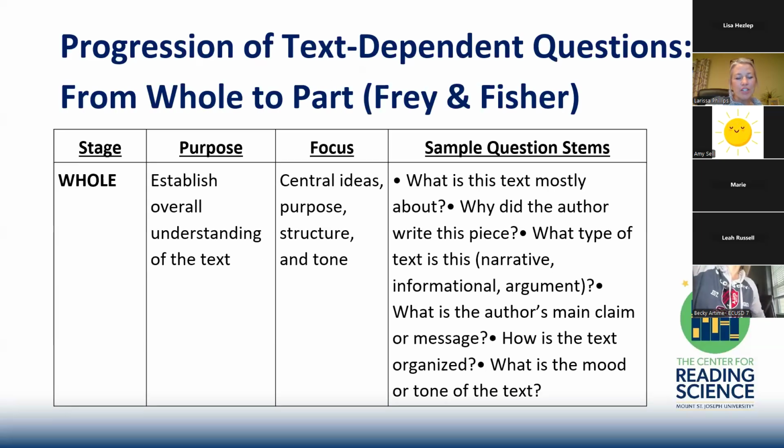So here's a chart that shares a little bit more about that progression of text-dependent questions. So some example question stems might be when looking at the whole, and remember that focus is those central ideas, the purpose, the structure, the tone, and we want to really establish that overall understanding of the text. Here are some questions we might ask. What is this text mostly about? Why did the author write this piece? What type of text is this? Is it narrative? Is it informational or argumentative? And then what's the author's main claim or message? How is it organized? What's the mood or the tone of the text?